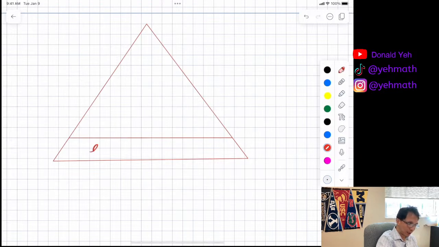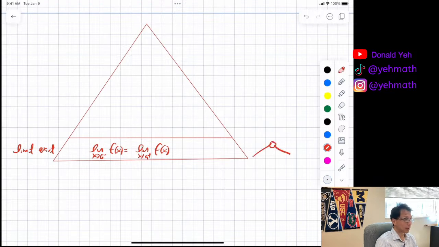It says the limit as x approaches a from the left of f of x equals the limit as x approaches a from the right of f of x. That means the limit exists. The graph is going to look something like this. This limit exists because if the graph reaches the same open circle, the limit exists.